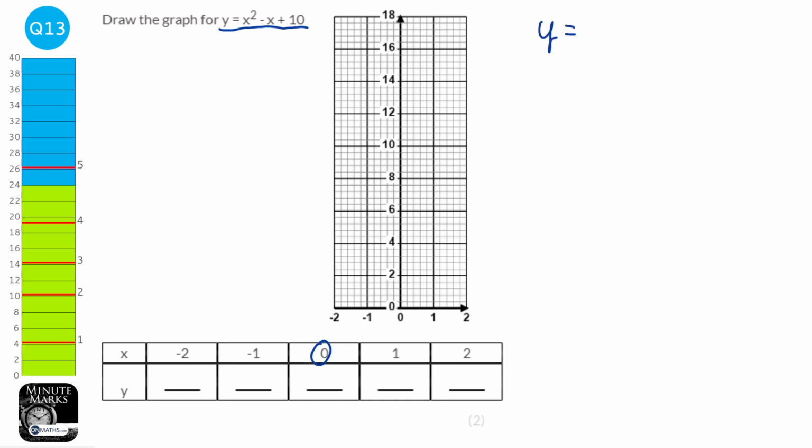So it's going to be y equals 0 squared minus 0 plus 10. Well, 0 squared is just 0, so 0 take away 0 is just 0, plus 10 is just going to be 10. So the answer there will be 10.